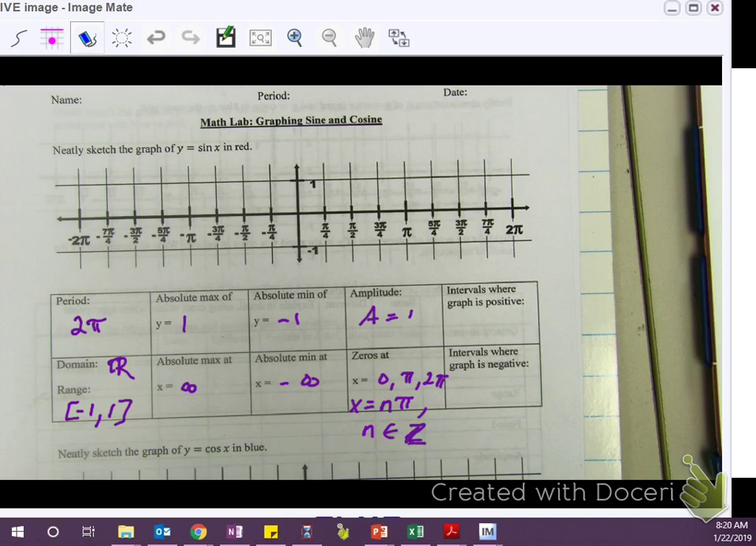I'm going to go with this one. There are a couple of different ways to write integers. A lot of places use this, like the fancy R. This is a fancy Z. It means all the integers. So negative 1, negative 2, negative 3, 0, 1, 2, 3, all of those. So you can write it as x equals n times pi. When n is 0, you're at 0. When n is 1, you're at pi. When n is 2, you're at 2 pi. And so on. So that takes care of all of them.